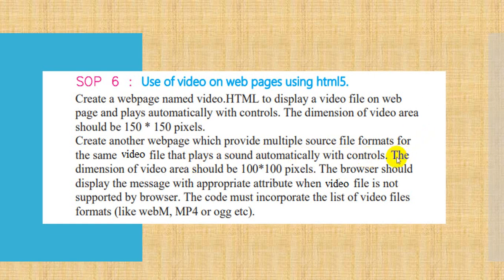Okay, now the next part, the dimension of the video area should be 100 and 100. Yes, we have changed its dimension. Initially it was 150, now it is 100 into 100. The browser should display the message with appropriate attribute when the video file is not supported by the browser. This line we have to do, means if your video file will not play, when your video file is not supported by the browser, then we have to display a message. So this part is remaining.